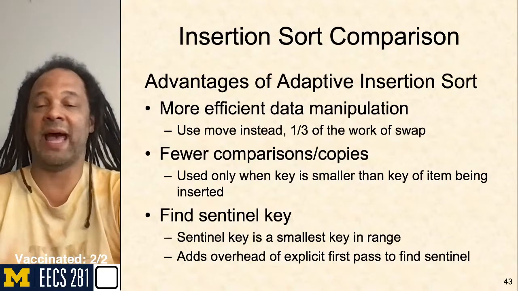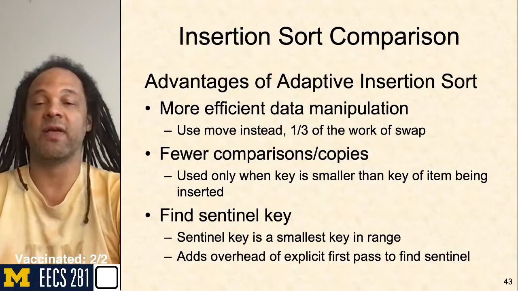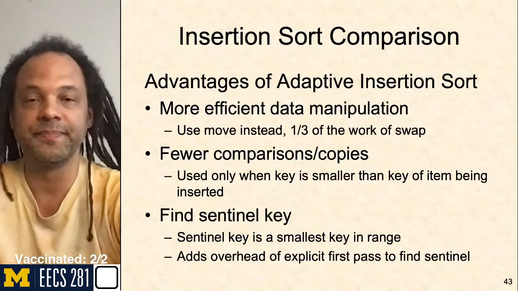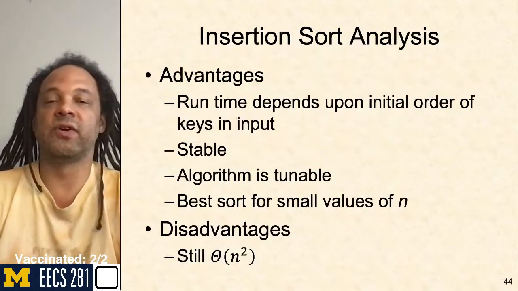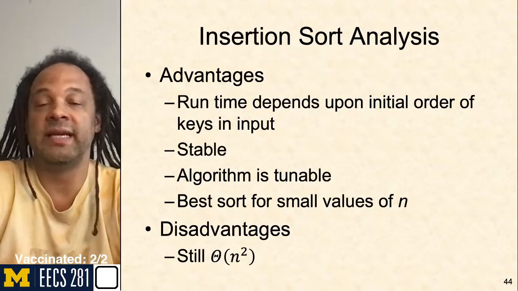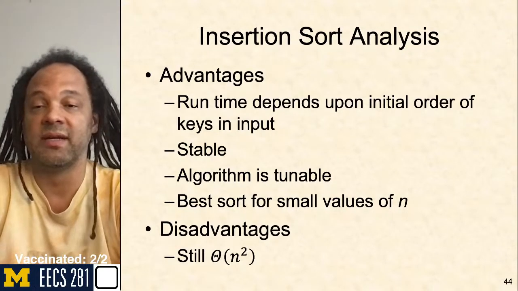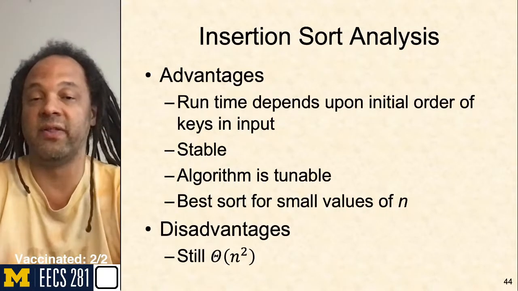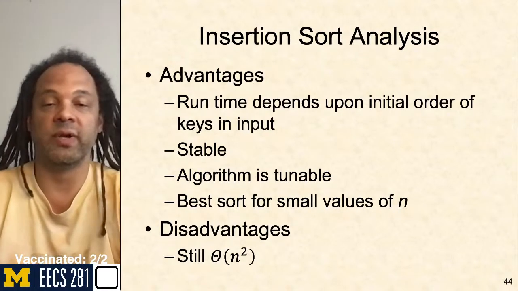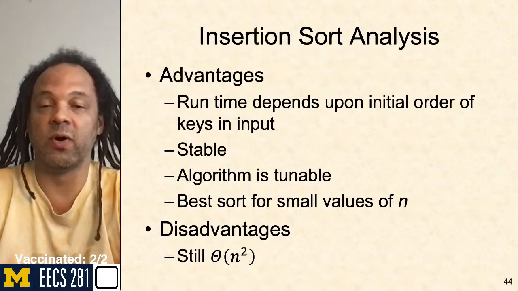So one linear pass when I'm sorting 100,000 items is not painful if it cuts off a whole bunch of other comparisons for me. So that's great. The advantages of insertion sort, of course, are that runtime depends upon the initial order of the keys in the input. If the stuff is already almost sorted, insertion sort is great. It does very little work for data that's already almost sorted. That's why it's a really good sort when it's small. It's stable, of course, and it's tunable.